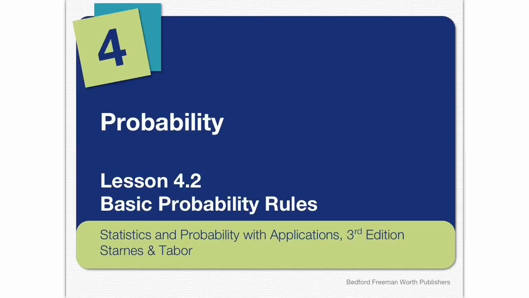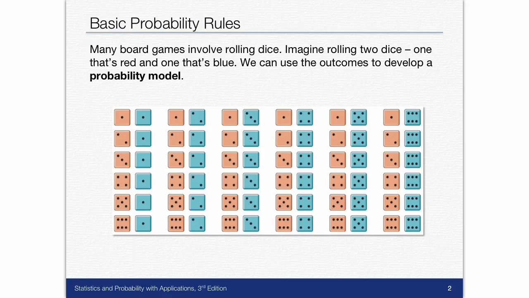Alright, section 4.2 deals with the basic probability rules, some of which you may remember, some may be new. Many board games involve rolling dice. Imagine rolling two dice, one that's red, one that's blue. We can use the outcomes to develop a probability model.